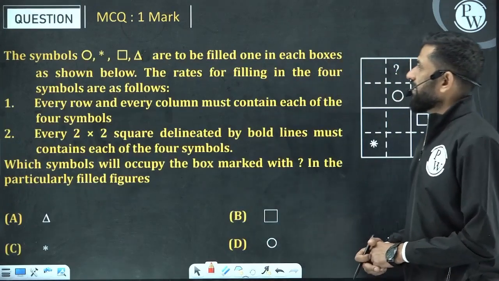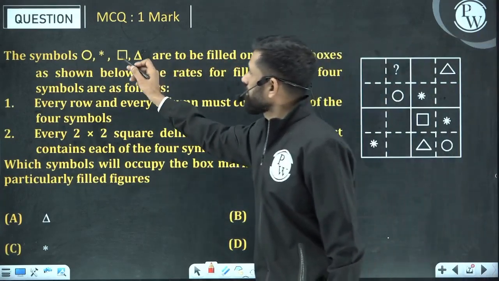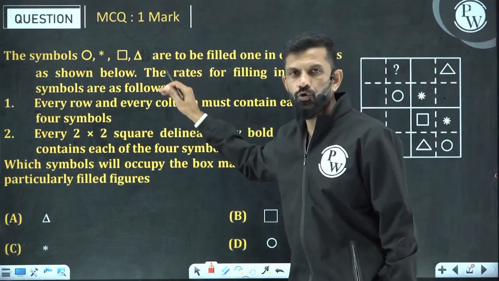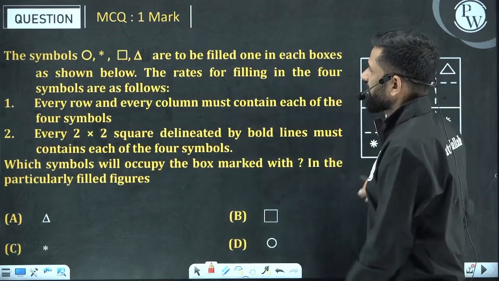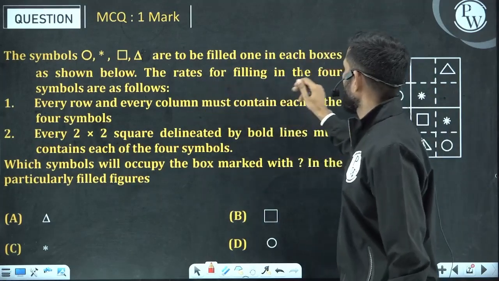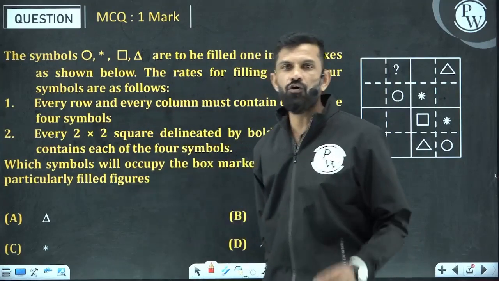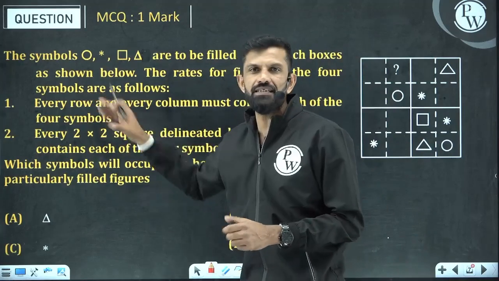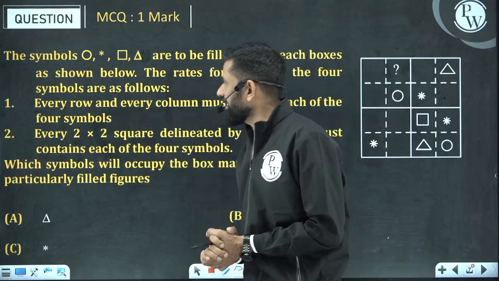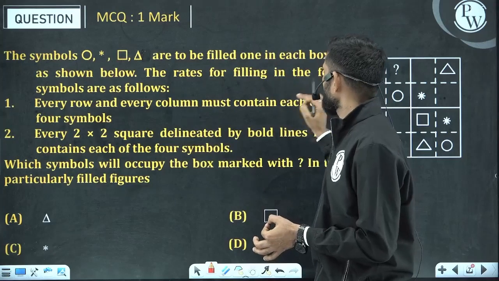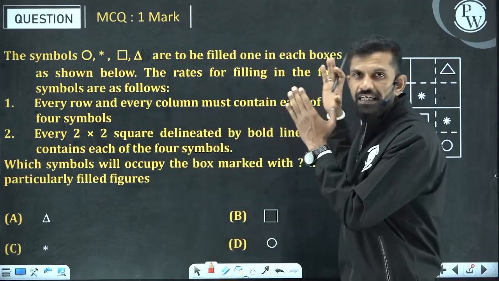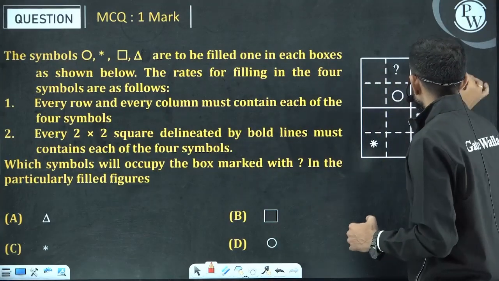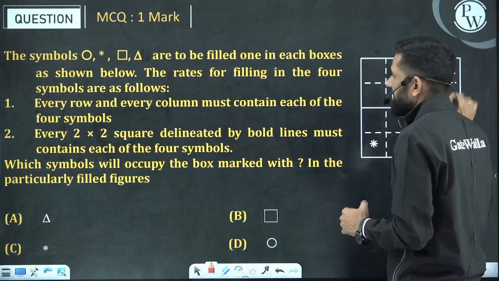So this is how the question has been placed. Here the question says the symbols circle, star, square, triangle are to be filled, one in each box, as shown below. Below in the sense, I have given you the diagram beside. The rules for filling in the four symbols are as follows. They have given you the condition how you have to fill the symbols. There are two conditions. The very first condition says every row and every column must contain each of the four symbols. Every row and every column should have these symbols.